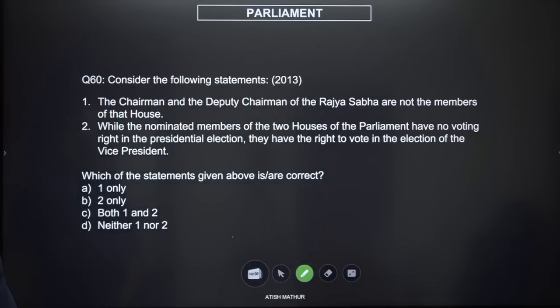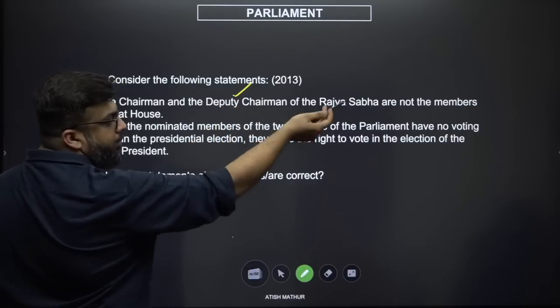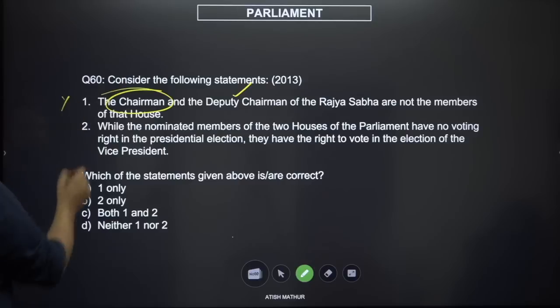The chairman and the deputy chairman are not the members of that house. That is incorrect, because the deputy chairman is elected from the house through simple majority. The chairman is not a member of the house. The first statement is wrong.